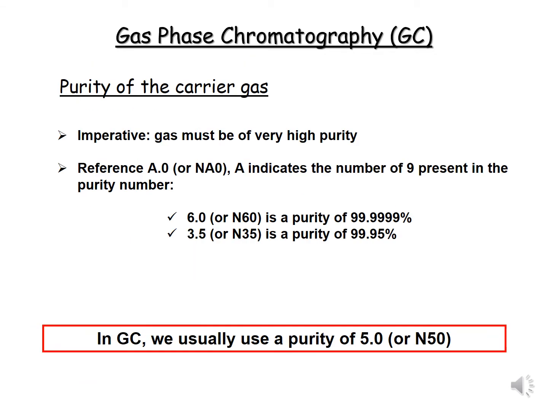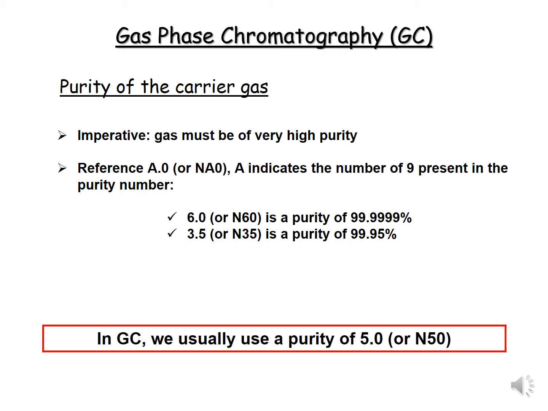So when we speak about the carrier gas, we speak about its purity, of course. As I told you previously, we need to avoid any interaction between the carrier gas and the analyte or the stationary phase. Then, of course, you need to be sure that there is no impurity in your carrier gas which can cause any damage through interaction with the stationary phase or analytes. So it is imperative to verify and control the high purity of the gas.